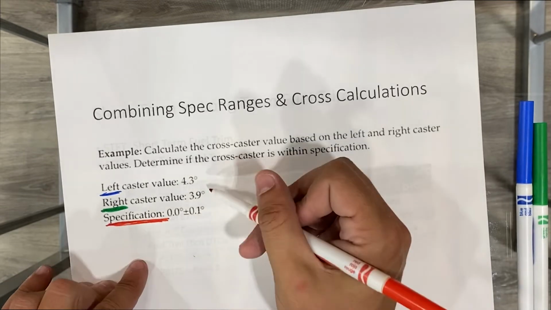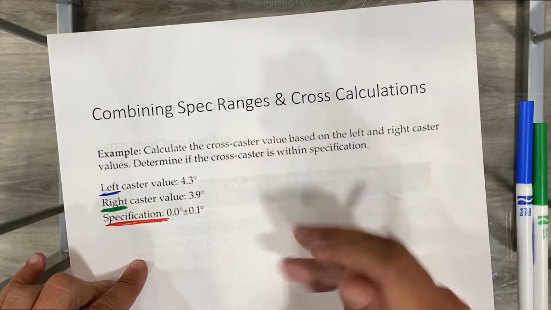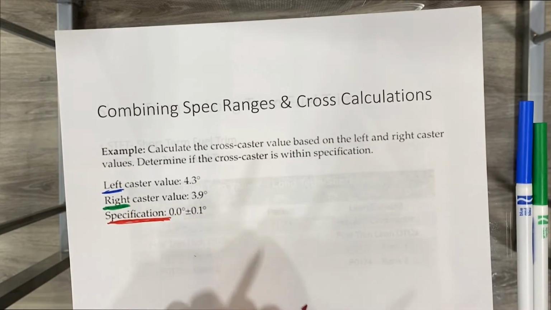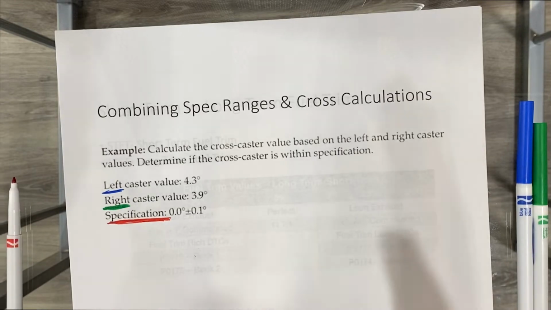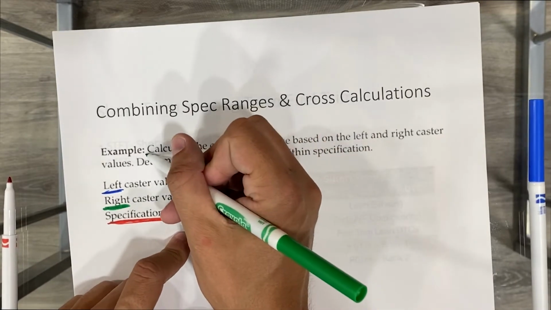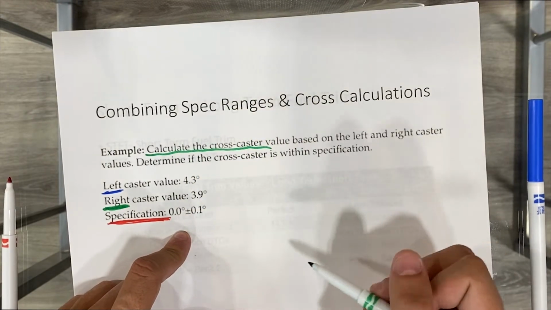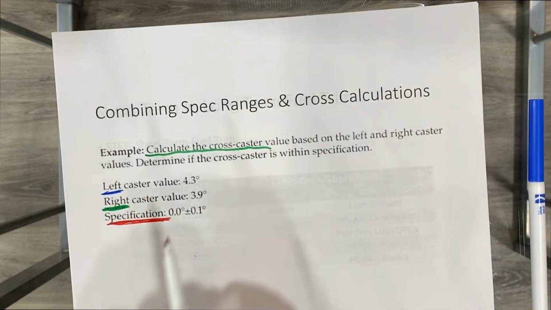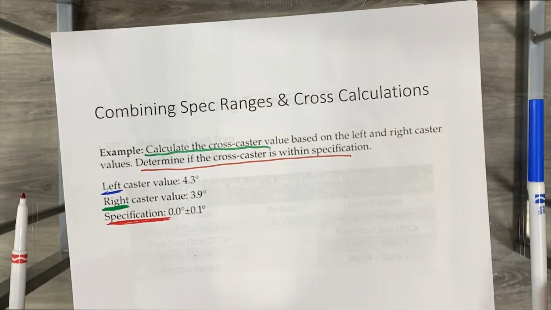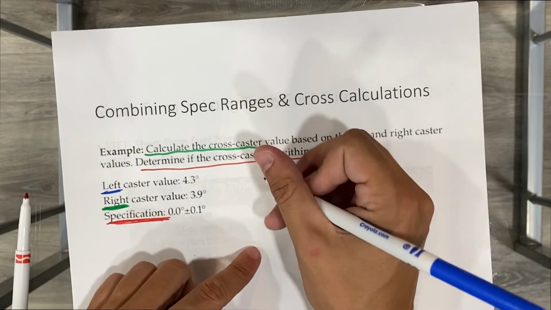that we're going to see if our crosscaster is going to fall within our specified range. So what we're going to do is just split it into two steps, just like it says in the directions. First, we're going to calculate the crosscaster, and then next we're going to determine if it falls within the specs, okay? So to calculate, all we're going to do is find the difference.